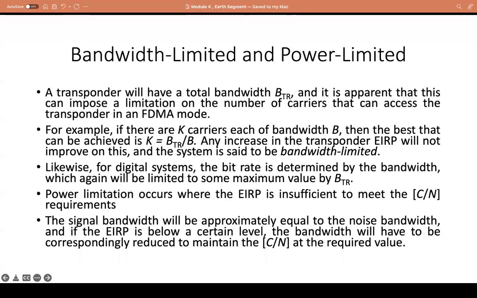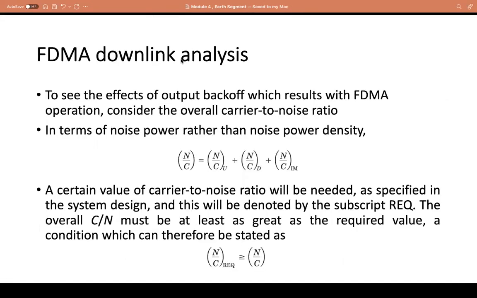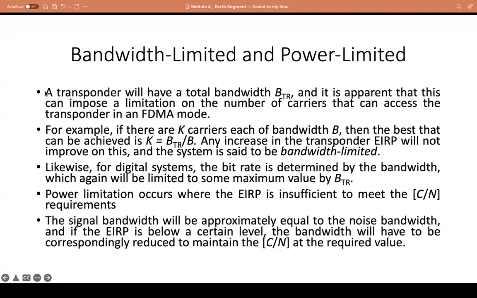The first thing we need to know is bandwidth limited and power limited. How are they related? There are quite a few equations that we need to look into, and we will see them one by one. I will just give an introduction to this topic, and then in our next class we'll look into FDMA downlink analysis, where we have a few equations involved, the required carrier to noise ratio, all of that. For today, we will just look into the introductory part.